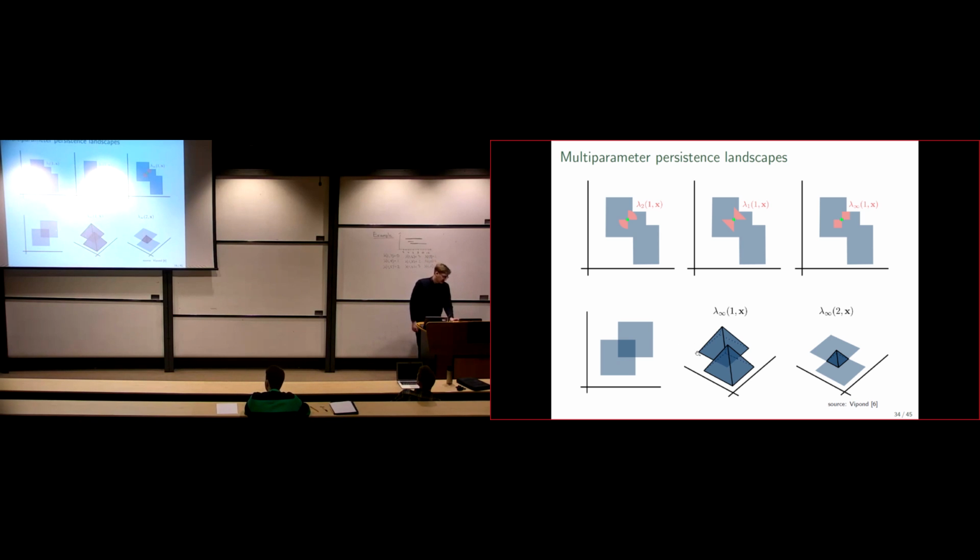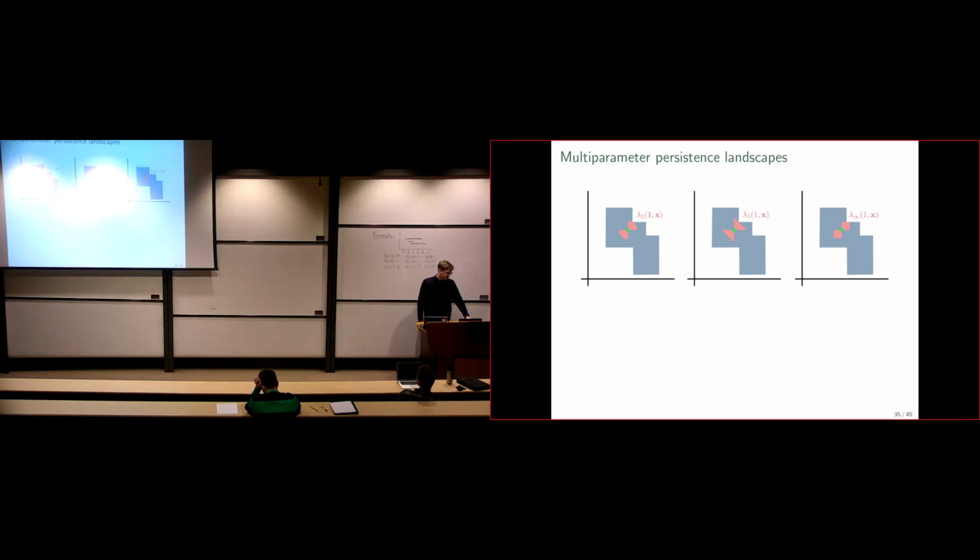And you have all the same notions translate. You are again defining it in the same way, essentially using the rank invariant. You're looking at the ranks of these maps, and you get the same number of landscapes by looking at the intersection of these pyramids. You're looking at the first persistent landscape, second persistent landscape, but they are now slightly different because they are higher dimensional things.